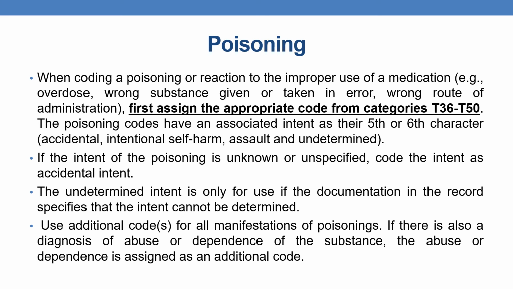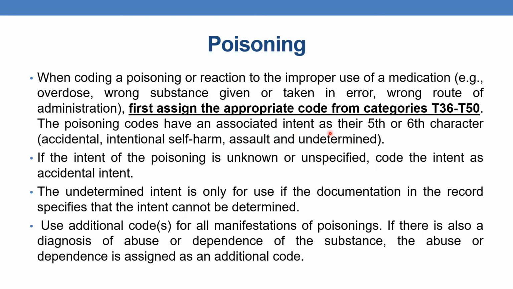Now coming to poisoning. When coding a poisoning or reaction to improper use of medication, for example overdose, wrong substance given or taken in error, wrong route of administration, etc., first assign the appropriate code from the category T36 to T50. Whenever we are coding poisoning, the poisoning codes take precedence and are coded as PDX, whereas adverse effects are considered as SDX.